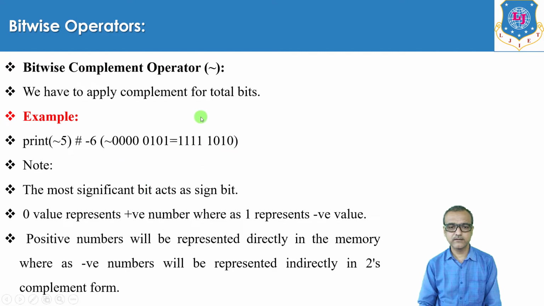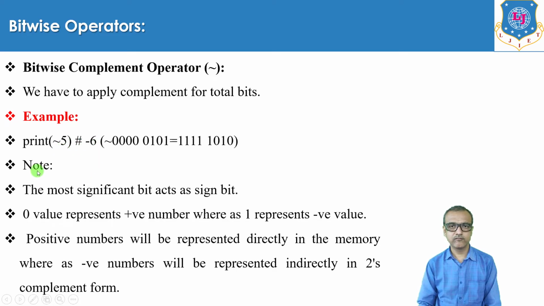Now the question is, how will you find out the 1's complement of this number? For that purpose, you have to replace 0 by 1 and 1 by 0. If you replace 0 by 1 over here and 1 by 0 over here, and similarly repeat the process for the remaining bits, you will get the 1's complement of this number. Then after, add 1 to that particular result, and you will get the 2's complement of this number, and its decimal equivalent is 6. So the output of this print statement is -6.